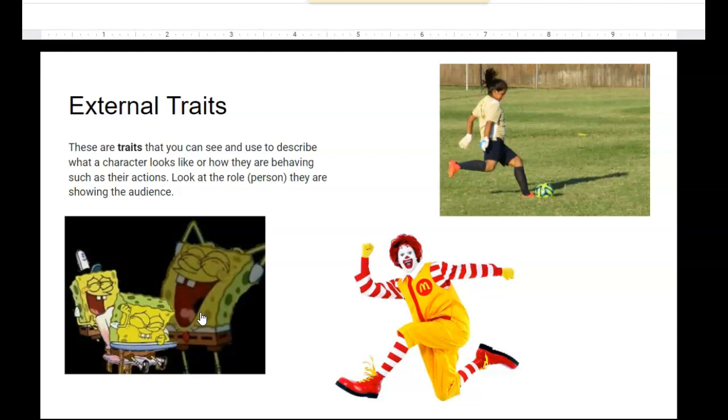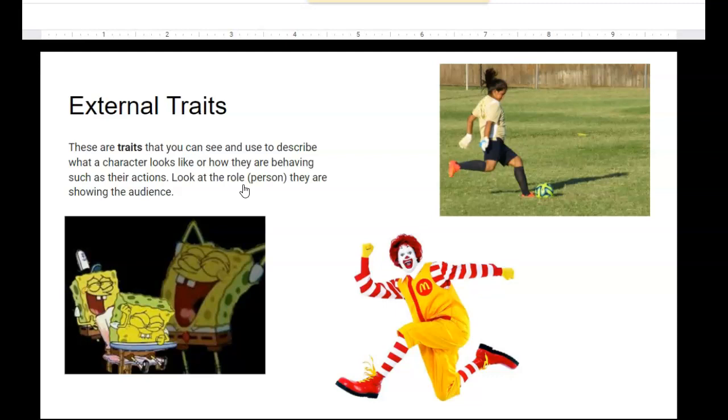And these external traits also help us know the role of a person. The role of a person, so my role in the school is to be a teacher. So I'm more than likely going to talk to you in my teacher voice. I'm going to look the part of a teacher, like the way I dress and the way I behave in the classroom. Just like your role in the school is to be a student, right?